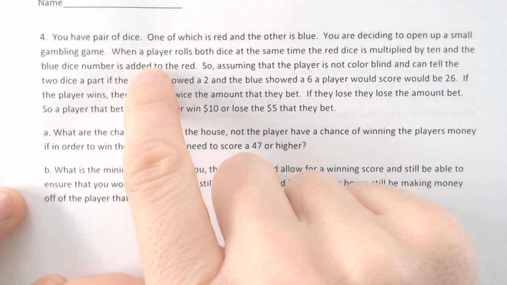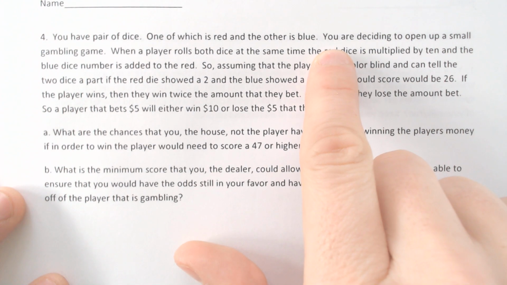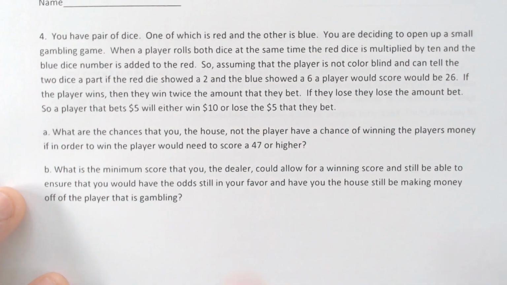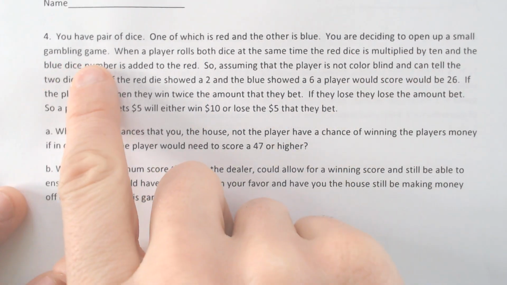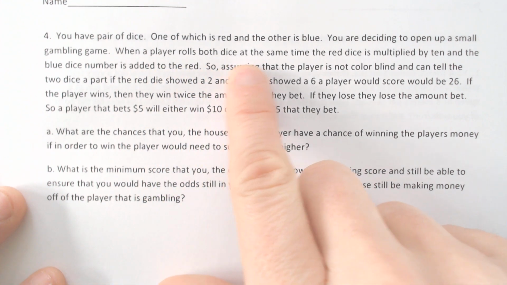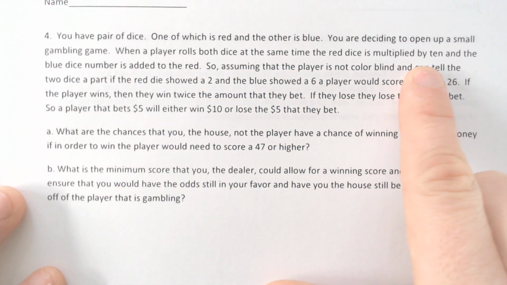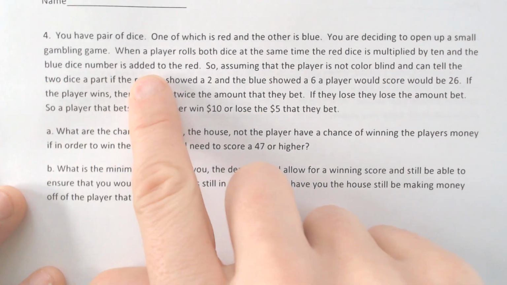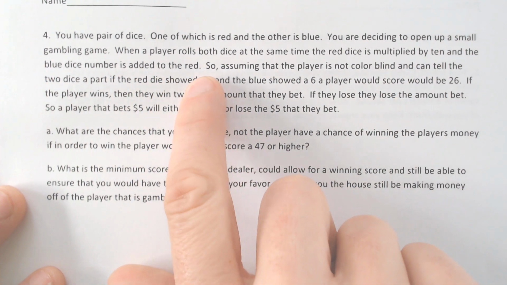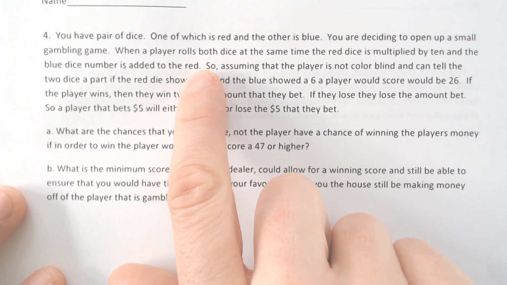You've got two dice. One of the dice is red and the other one is blue. We are Johnny this time, deciding to open up a small gambling game. When a player rolls both dice at the same time, the red die is multiplied by 10, and the blue die is added to that red number. So it's not that difficult. We're just getting pretty much a multiple of 10 here.